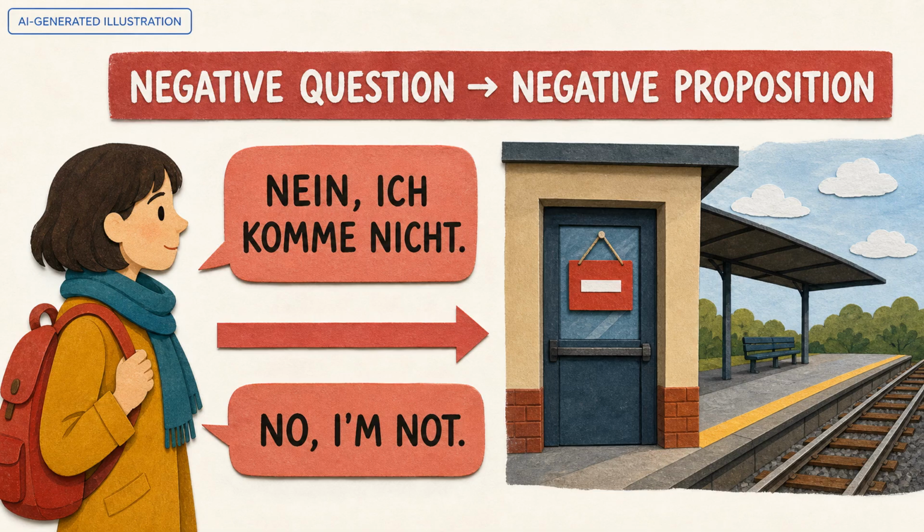If the truth is the opposite, use nein, ich komm nicht. No, I'm not coming. Here the negative proposition stays in place. So, after a negative question, the useful learner contrast is DOCH for positive contradiction and nein for negative confirmation.